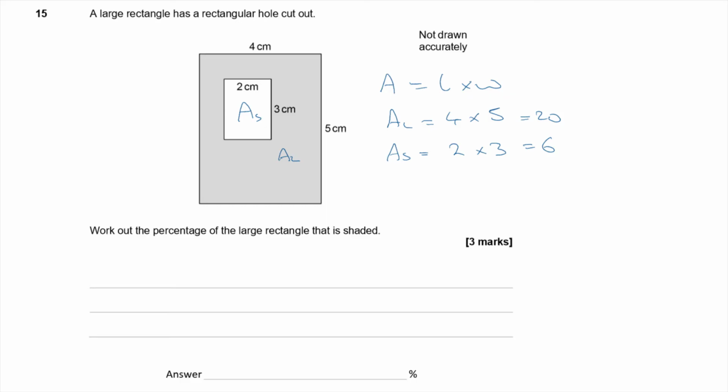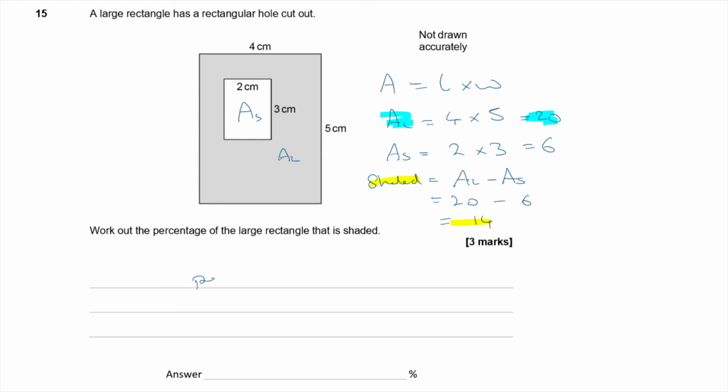So then the shaded area is going to be the area of the large rectangle minus the small rectangular hole, isn't it? So that's going to be 20 minus 6, which is 14. Okay, so what I then need to do is to do the area of the shaded area, which is 14, as a percentage of the area of the large rectangle, which is 20. Okay, so that's what we're going to do.